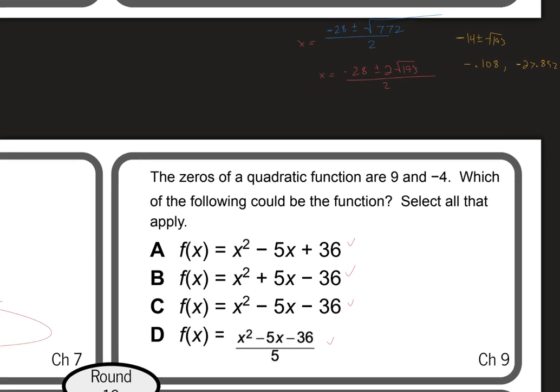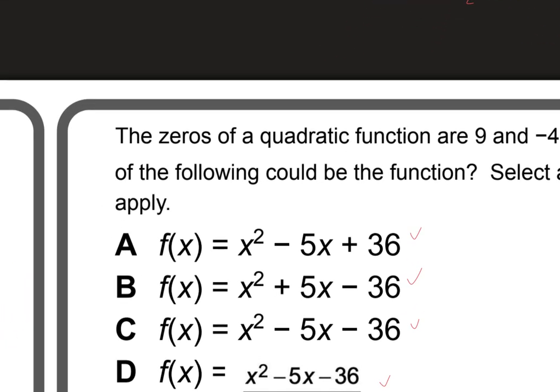So what I'm going to do is kind of zoom in here and do A. So A was this. We have 36 and negative 5. The solutions to that are going to be negative 9 and positive 4. So what that means is we would have x minus 9 times x plus 4. And if we were to solve that, we would get positive 9 and negative 4, which is what those are. So this is one of our options.